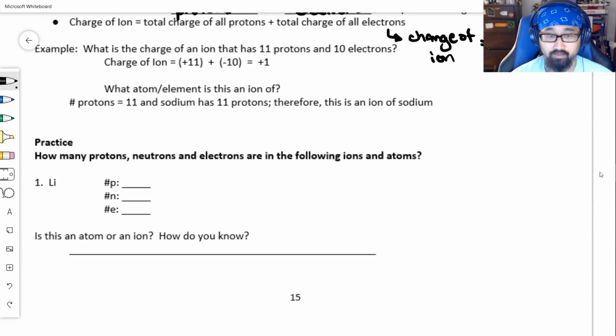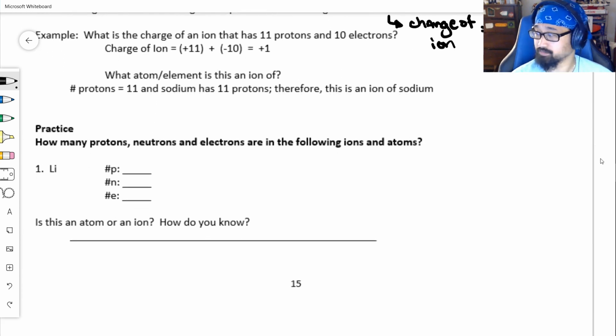All right. Next piece I want to do is a little bit of identification. And then y'all are going to do a little practice without me. But I'm going to go through these practice questions first, and then I'll ask you to do some on your own. Now, how many protons, neutrons, and electrons are in the following ions and atoms? Before I do this section, I actually want to answer this question down here. Is this an atom or an ion, and how do I know?